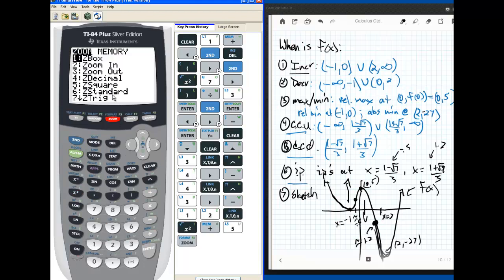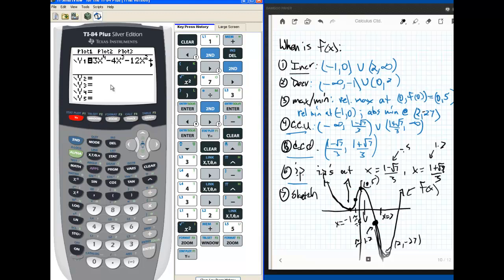And I'm going to just go zoom standard. No, I can't go zoom standard, can I? I got to tweak my window. Well, let's go zoom standard first. Let's check everything. Y equals, okay, so we're in y equals. Let's just go zoom standard and see what happens. We know we're going to run into trouble with that -27, but let's see. Boom. Hey, that's kind of cool. Look at that. That's really good, isn't it?